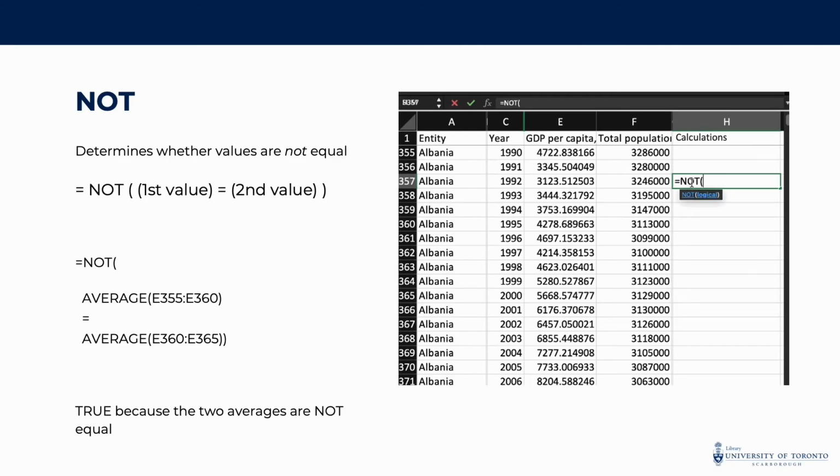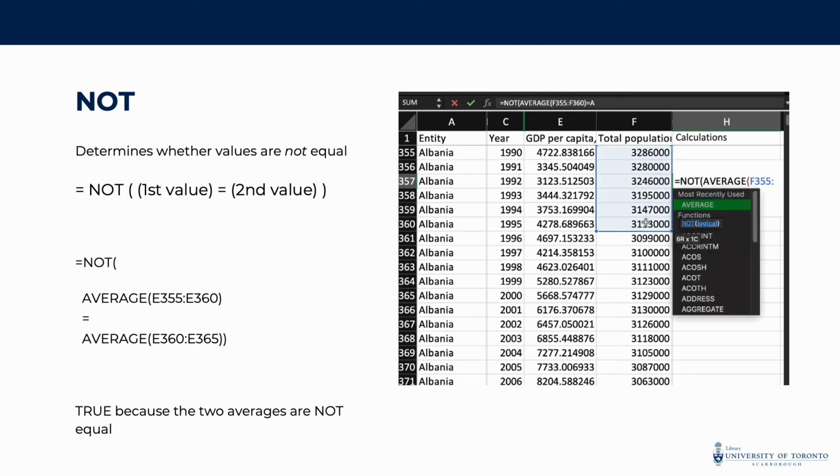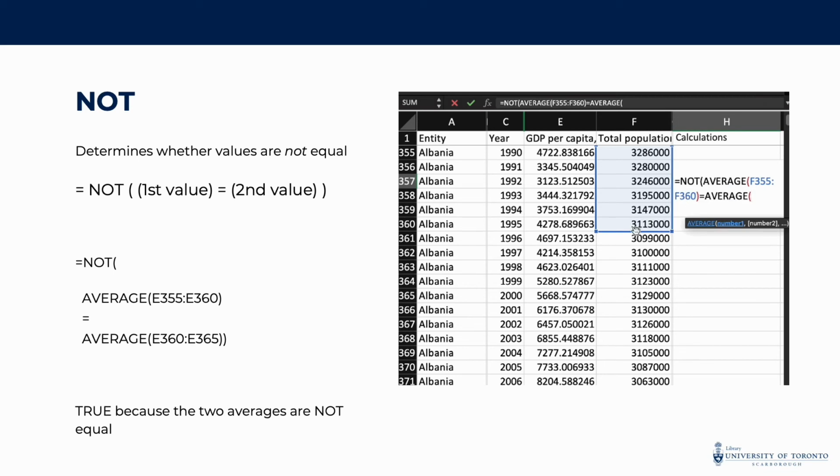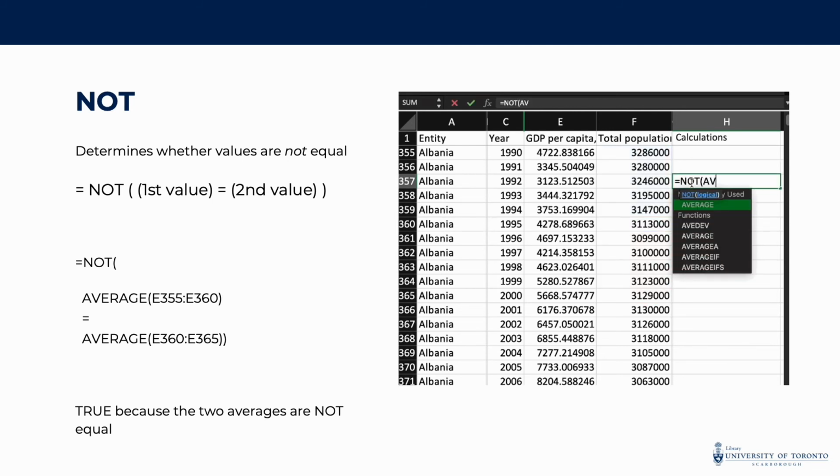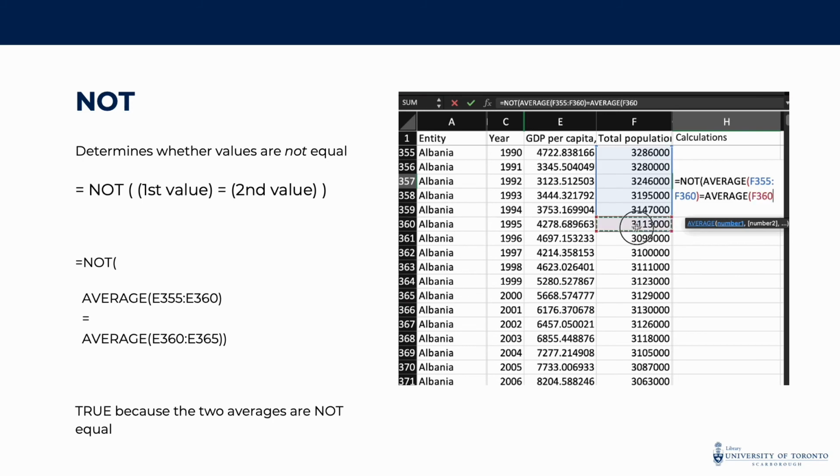The NOT function is used to check whether values are not equal to another. To check whether the average population between 1990 and 1995 is not equal to the average between 1995 and 2000, type equal NOT, the first average test, the equal sign, then the second average test. The output TRUE means the two averages are not equal.